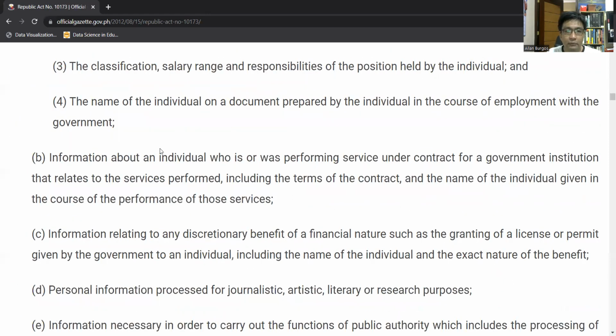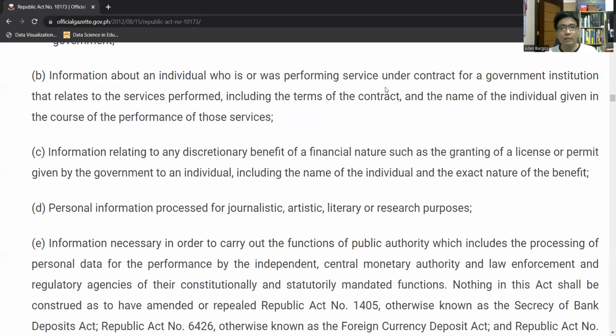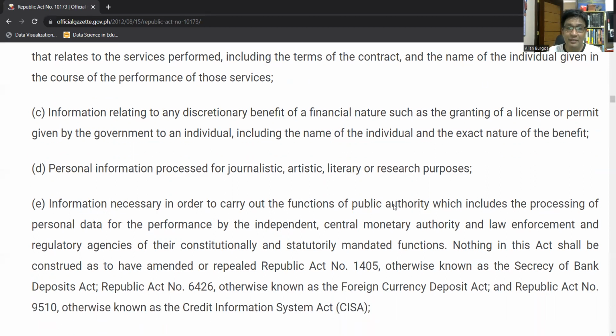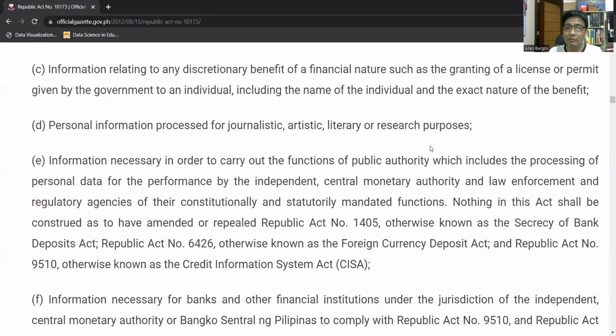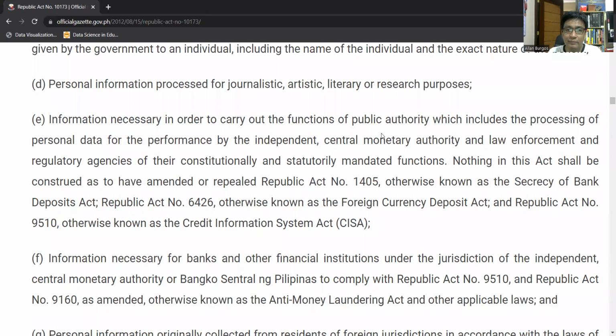Letter B, information about an individual who is or was performing service under contract for a government institution that relates to the services performed, including the terms of the contract and the name of the individual given in the course of the performance of those services. Letter C, information relating to any discretionary benefit of a financial nature, such as the granting of a license or permit given by the government to an individual, including the name of the individual and the exact nature of the benefit.